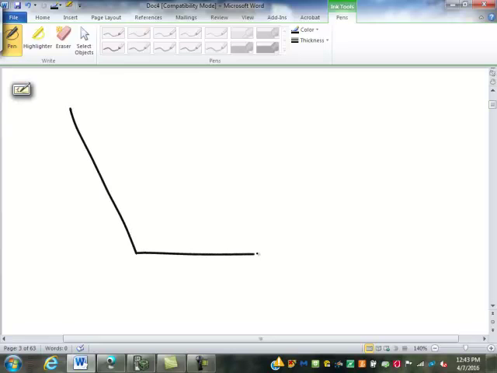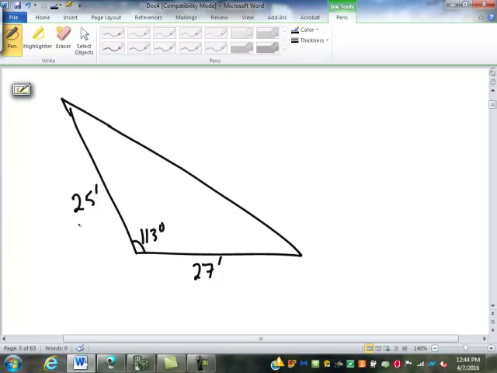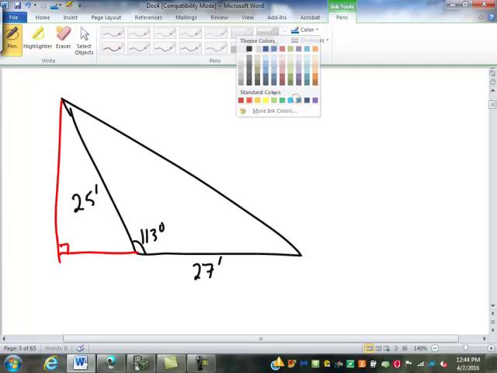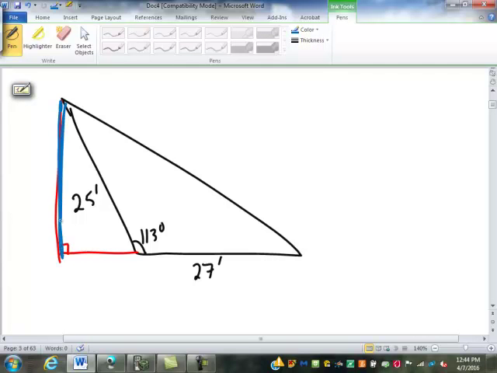So what if I do this to you? In this picture, let's say that this angle here is 113 degrees. This is 27 feet, and this is 25 feet. Now looking at this, you're saying that's obtuse. But will it still work? Well, let's see here. The triangle formed here is going to be this one right here. The height of this triangle is this distance. To find that distance, technically I need to use this angle here, which would be the supplement of the 113, right? That would be 67 degrees.